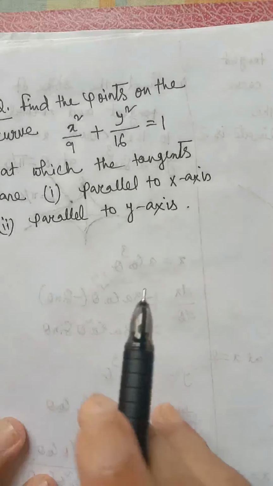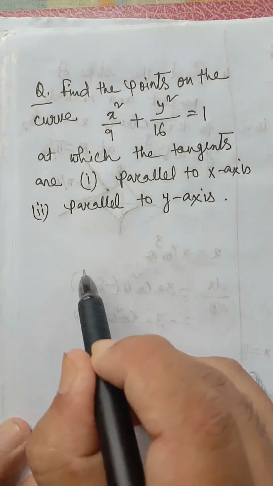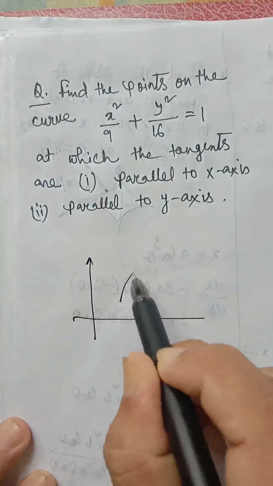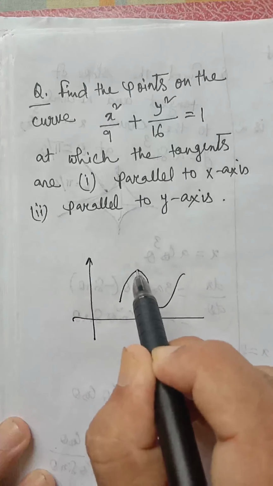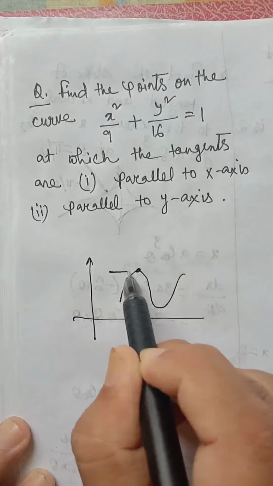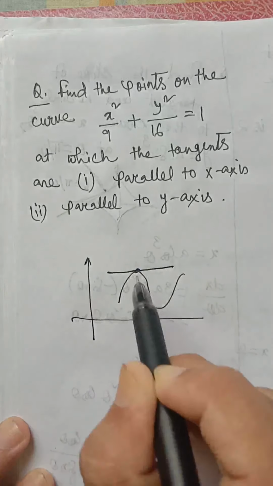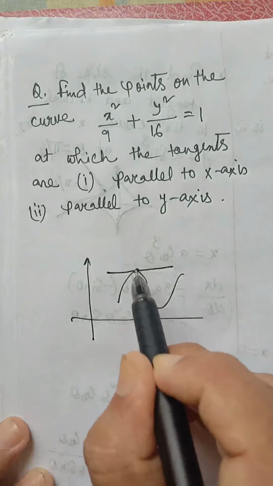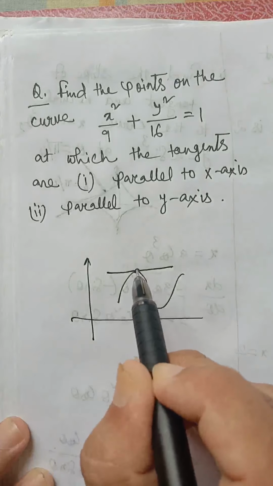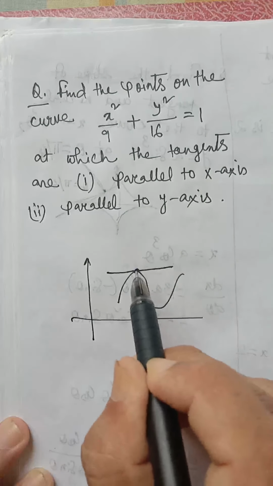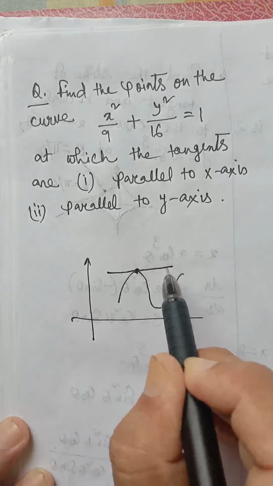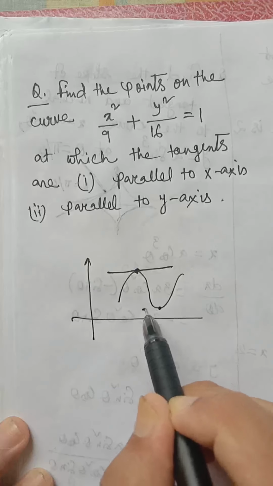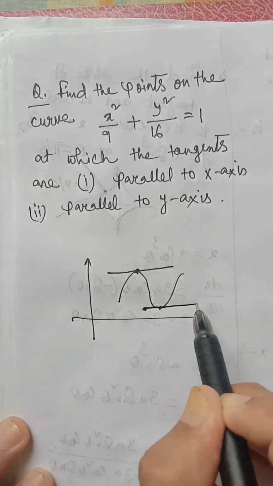Now we know, suppose a curve is given. I am not drawing this curve. This is any given curve. At this point, suppose the tangent drawn to the curve is parallel to x axis. So at this point, the value of dy by dx will be 0. That means at a point where the tangent is parallel to x axis, the value of dy by dx will be 0. Similarly, suppose if we draw a tangent at this point, the tangent is parallel to x axis.